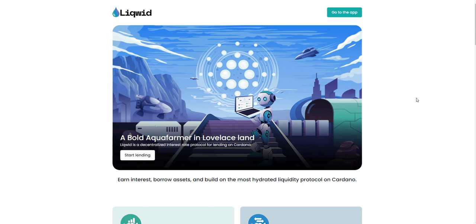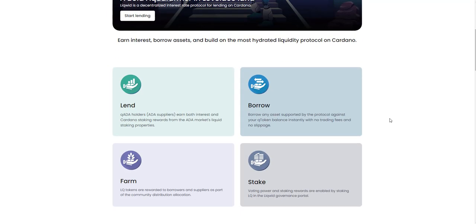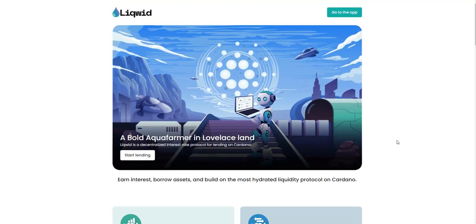Today I want to talk about the Liqwid Finance protocol. They're a DeFi project I've been watching for a very long time. This is the project behind the Aqua Farmers, if you're not familiar, maybe you live under a rock or something. They've been touting the 4x staking yields since inception, basically. You can lend your ADA, you can borrow, farm, and stake. So that's what they're touting, and it's pretty cool.